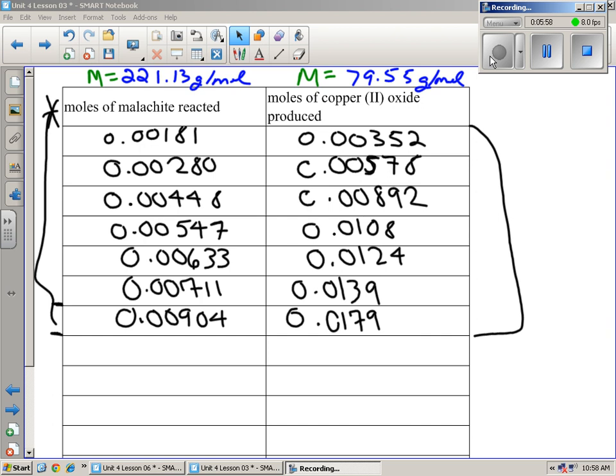Now, is there a relationship between moles here? There should be. What do you notice as you look across here, roughly? Look across, look across. Is there a relationship that you see between moles of malachite, the green stuff, and moles of copper 2 oxide? What do you think? Yes? Yeah.